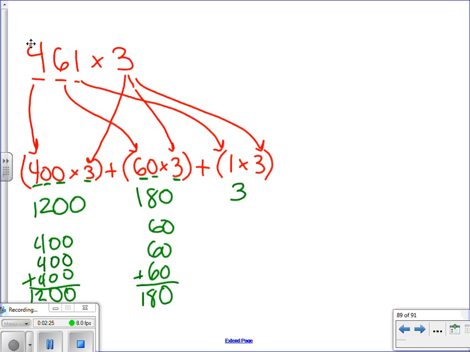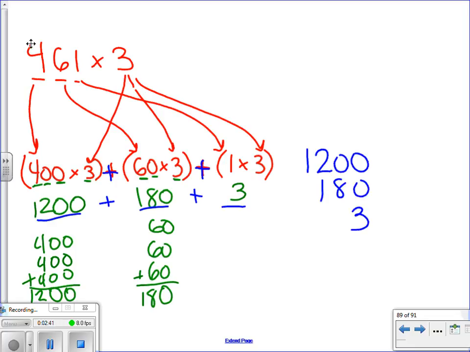Now going back to the understanding that we need to add all 3 of these groups back together: 1,200 plus 180 plus 3. So we would then understand that 461 times 3 equals 1,383.